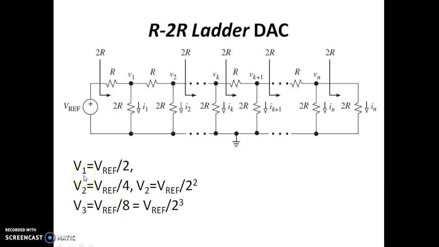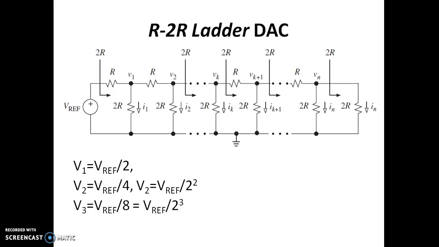As you can carefully observe, the voltages at the nodes V1, V2, V3 are V reference by 2, V reference by 4, and V reference by 8, which is changing as per 2 power n. So here it is V reference by 2 power 1, here V reference by 2 power 2, here V reference by 2 power 3. This is what is required for your DAC operation. Depending on whichever bit is high or low, you're supposed to get the output voltage as per its weight, depending on the position of the bit.